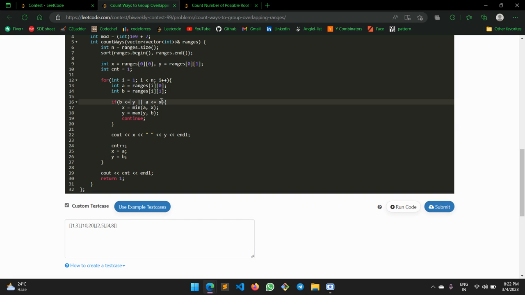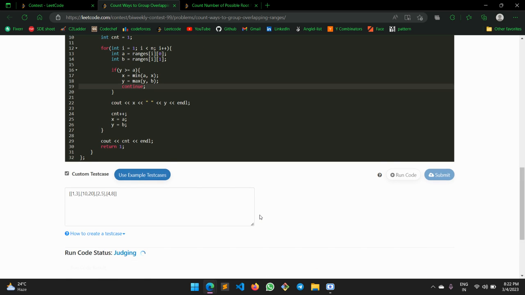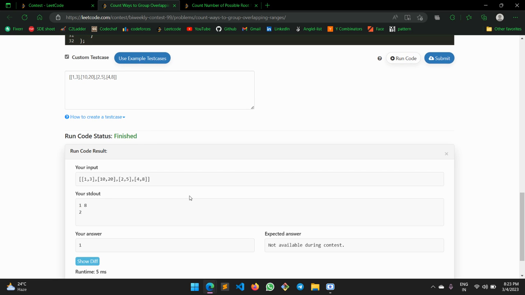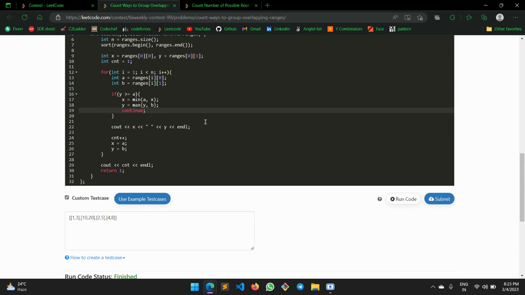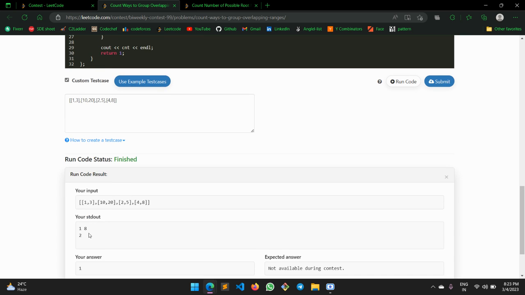सो बेसिकली हमें बस एक ही चीज़ चेक करनी थी कि हमारा जो वाई है वो greater than equal to a है। In that case, we know it's overlapping, right? So we got 1 8. Okay, cool.